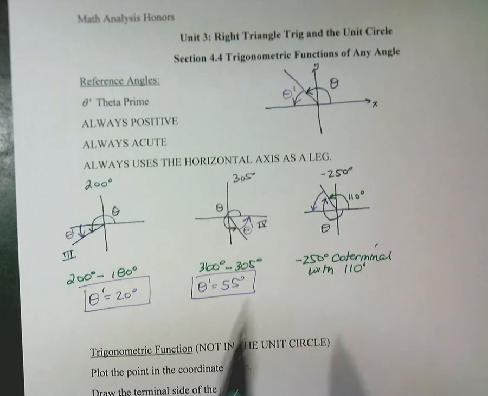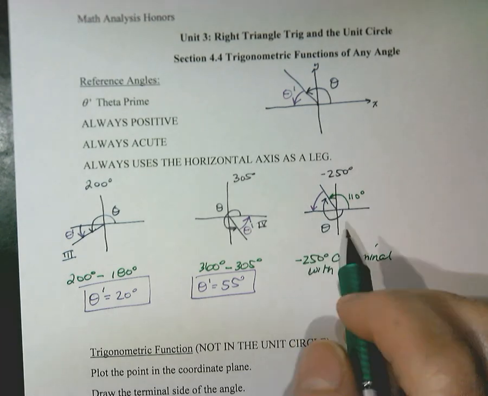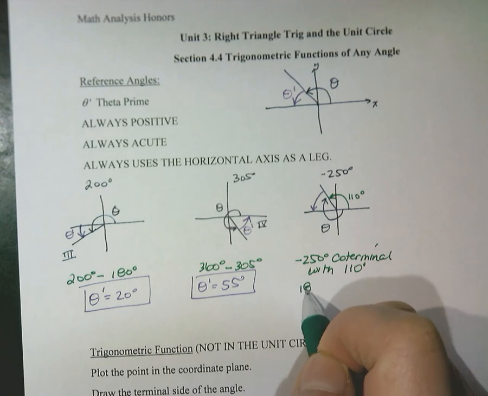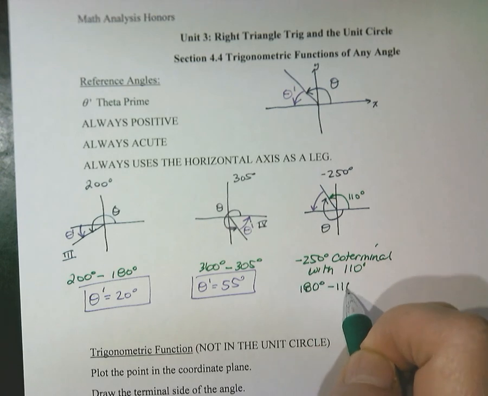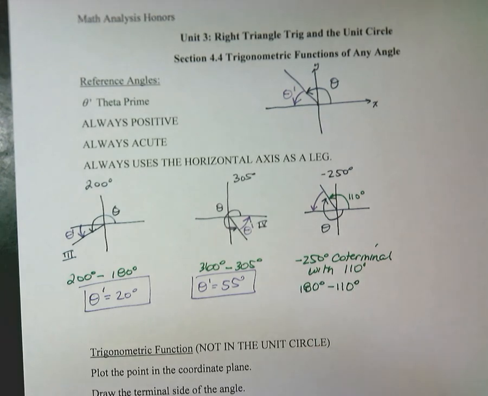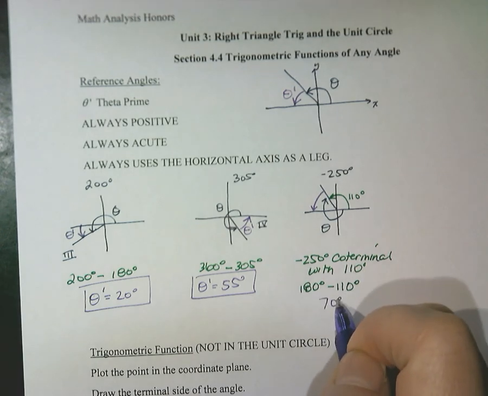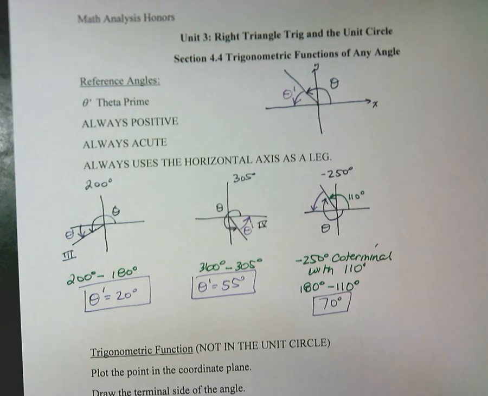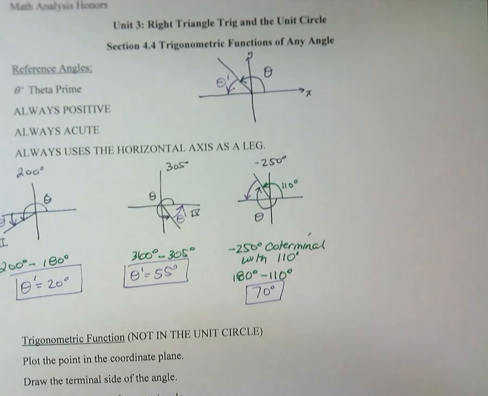But I want to get to 180 degrees. So if I take 180 degrees and subtract 110 degrees, that's where I get my reference angle, 70 degrees. And there are other ways to do this. I've just learned that when I explain it best this way.